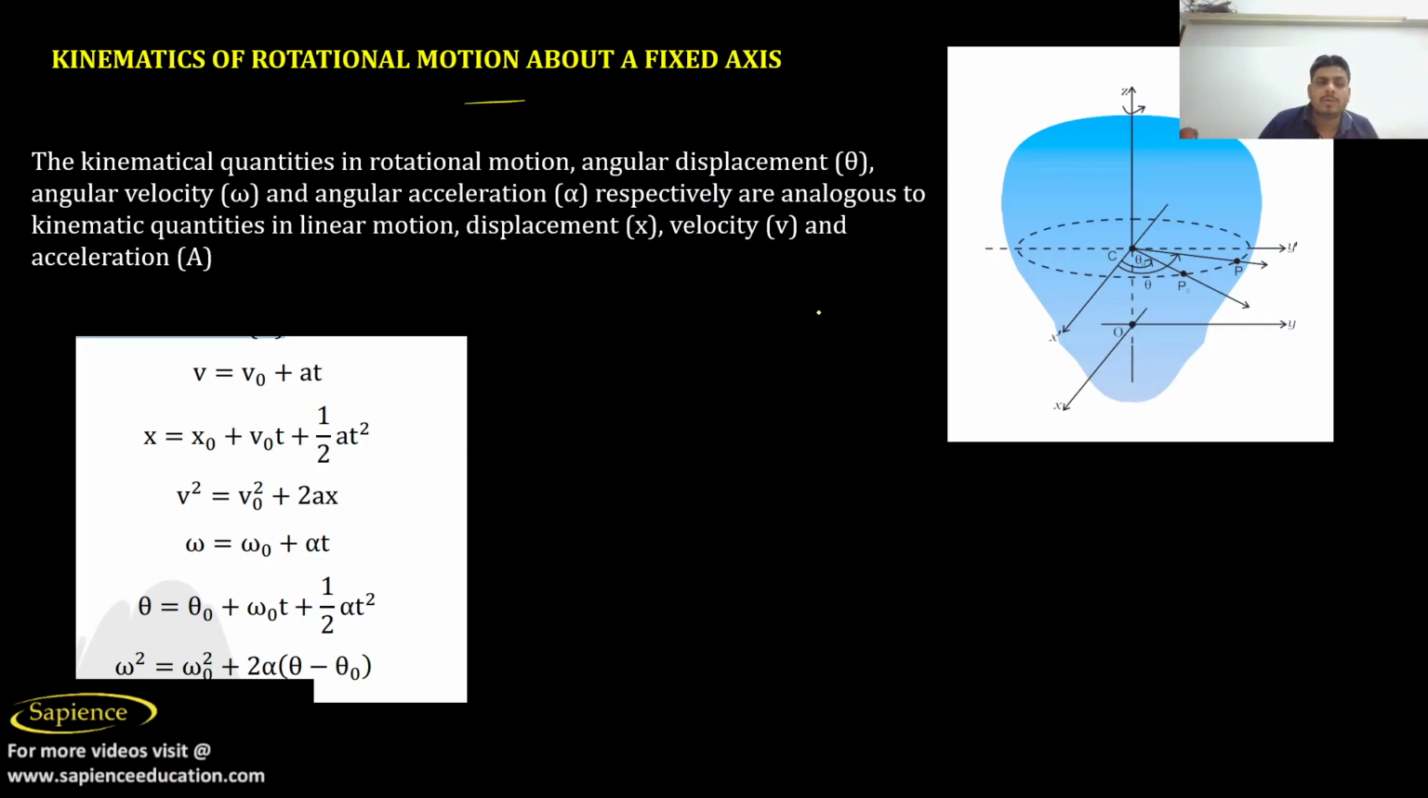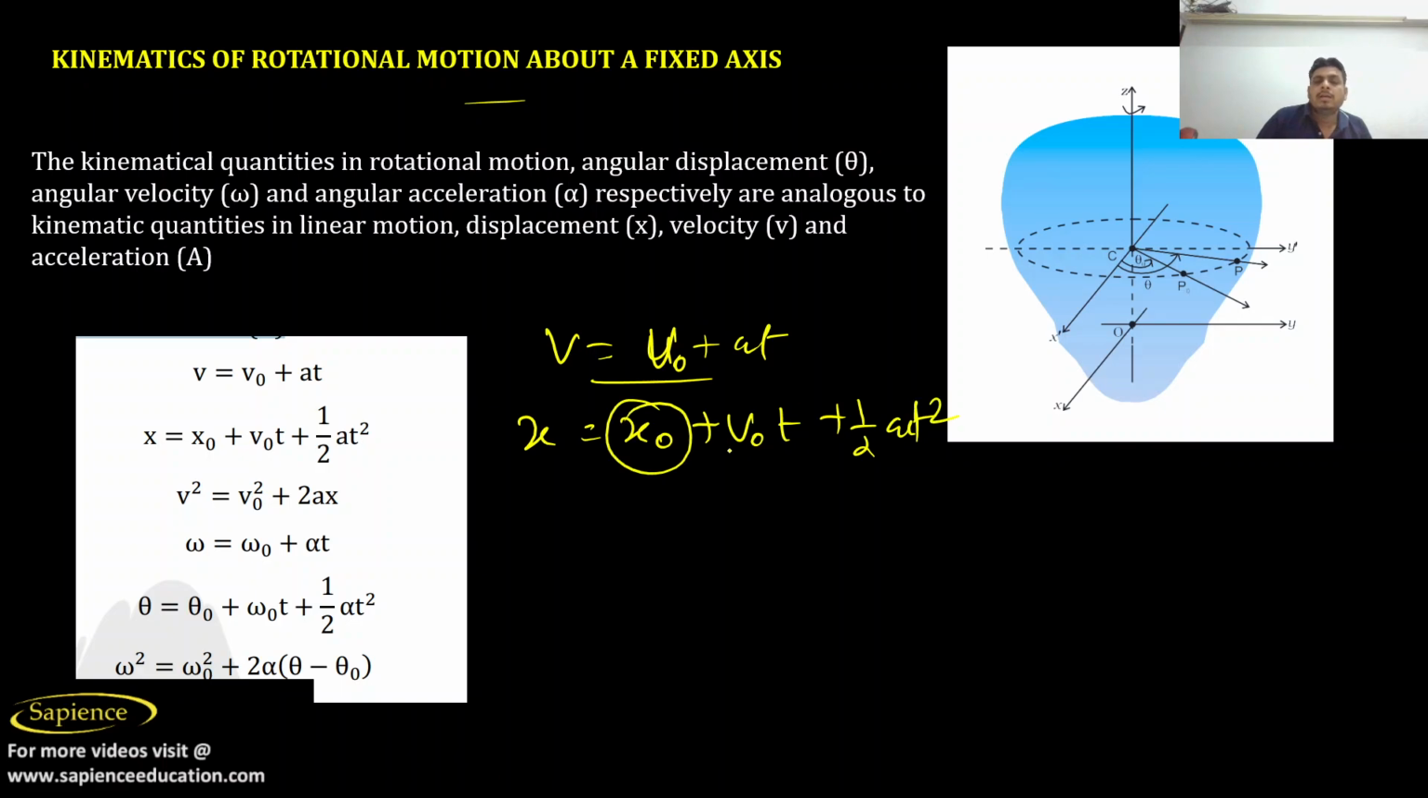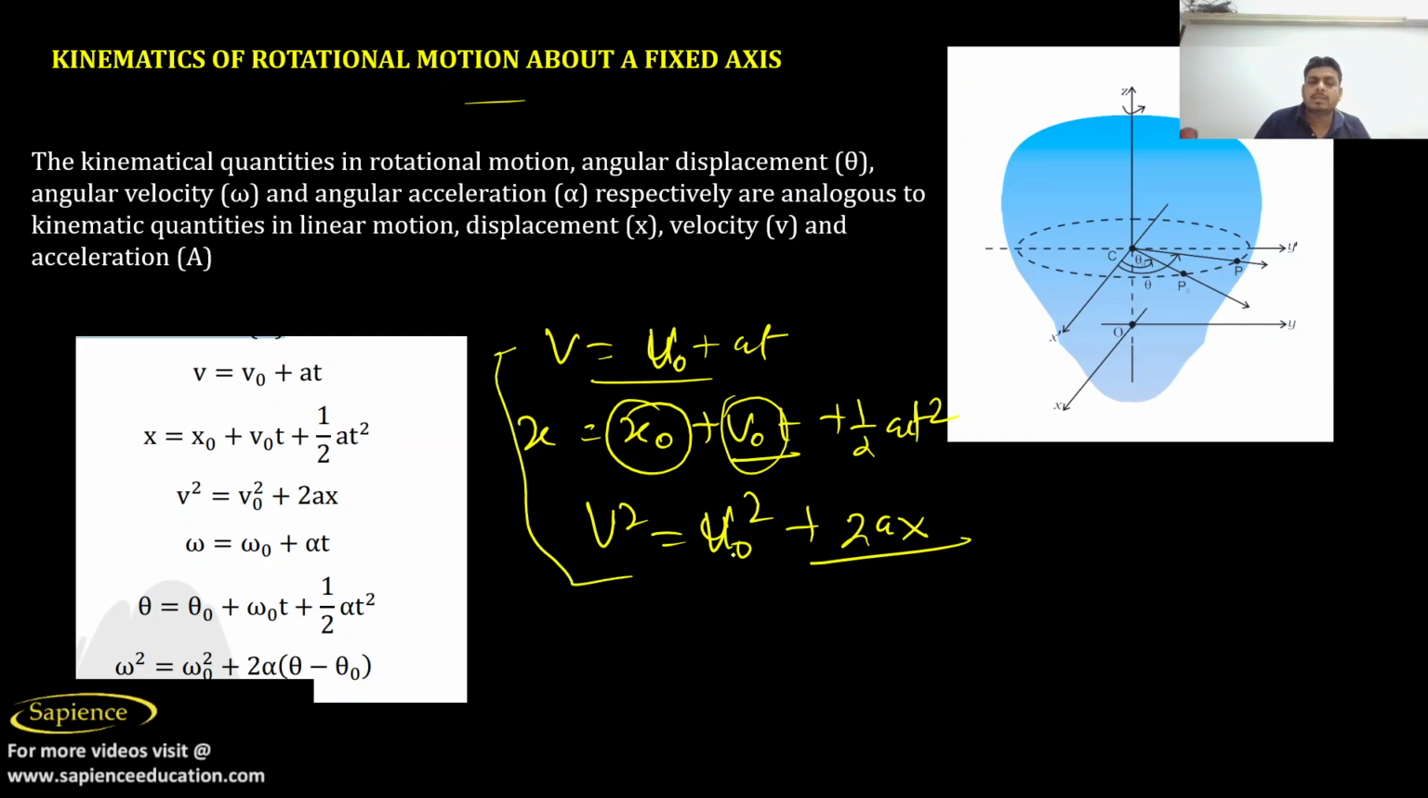Don't go for details because in your syllabus there are only a few. So kinematics of rotational motion. These three equations: v is equal to u plus at, or v naught plus at, where v naught is the initial velocity. x is equal to x naught plus v naught into t plus 1 by 2 at square, where x naught is your initial position, v naught is your initial velocity, into time t. And v square is equal to v naught square plus 2ax. This is the linear equation.